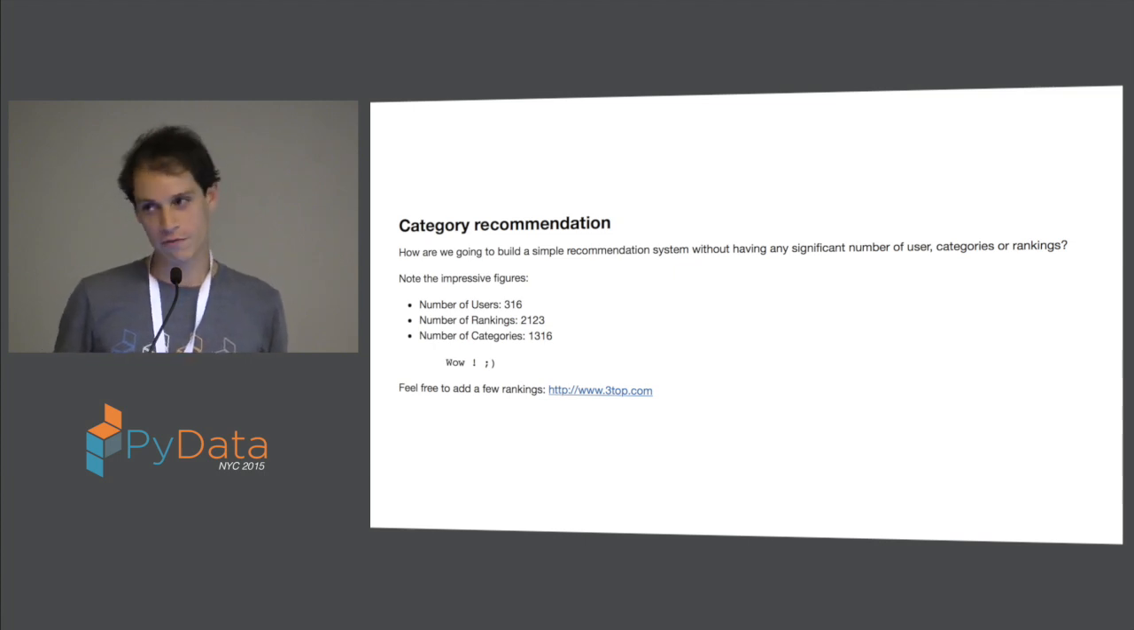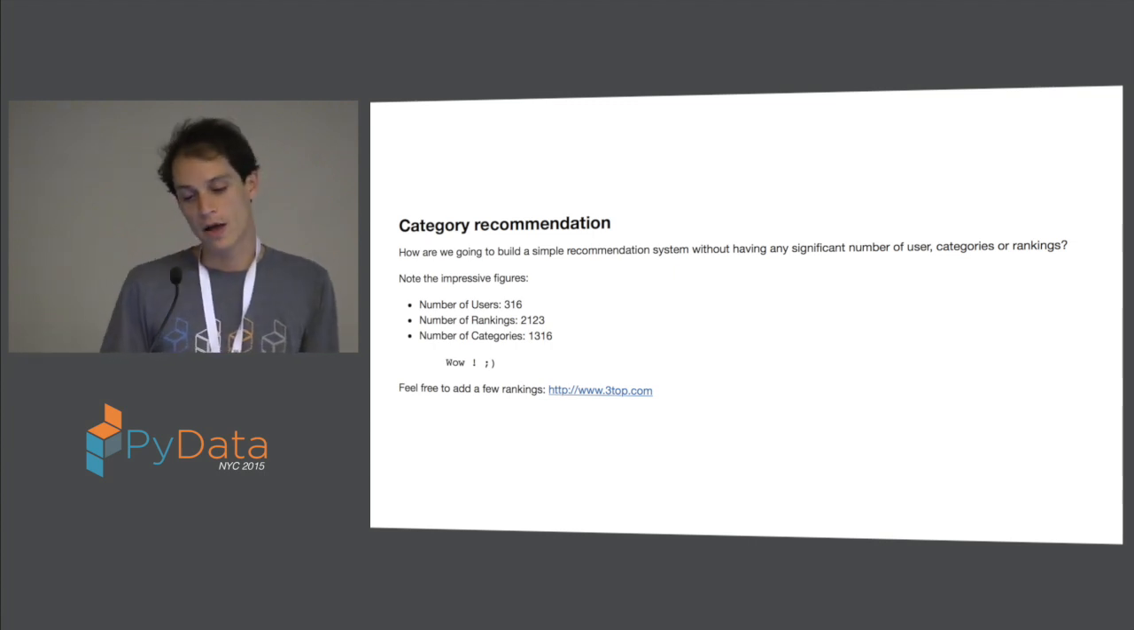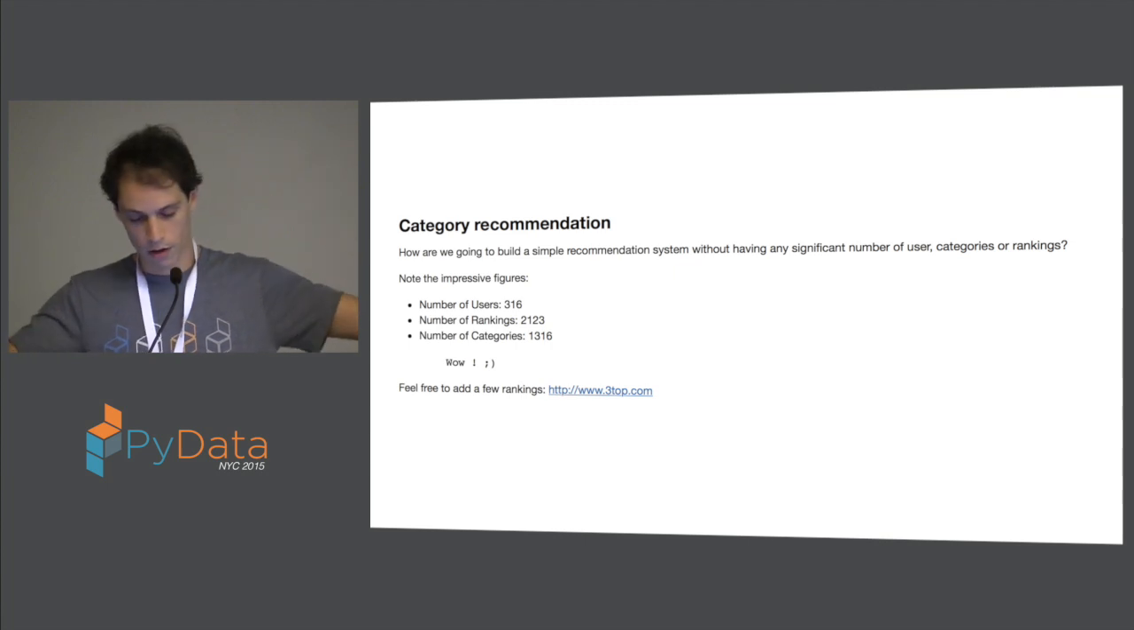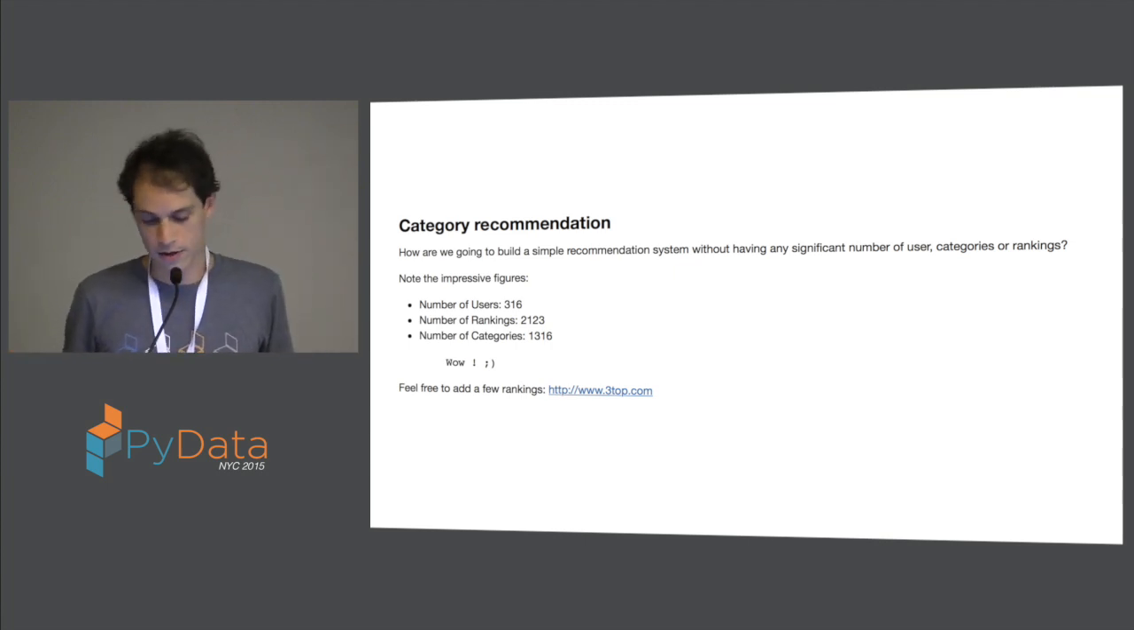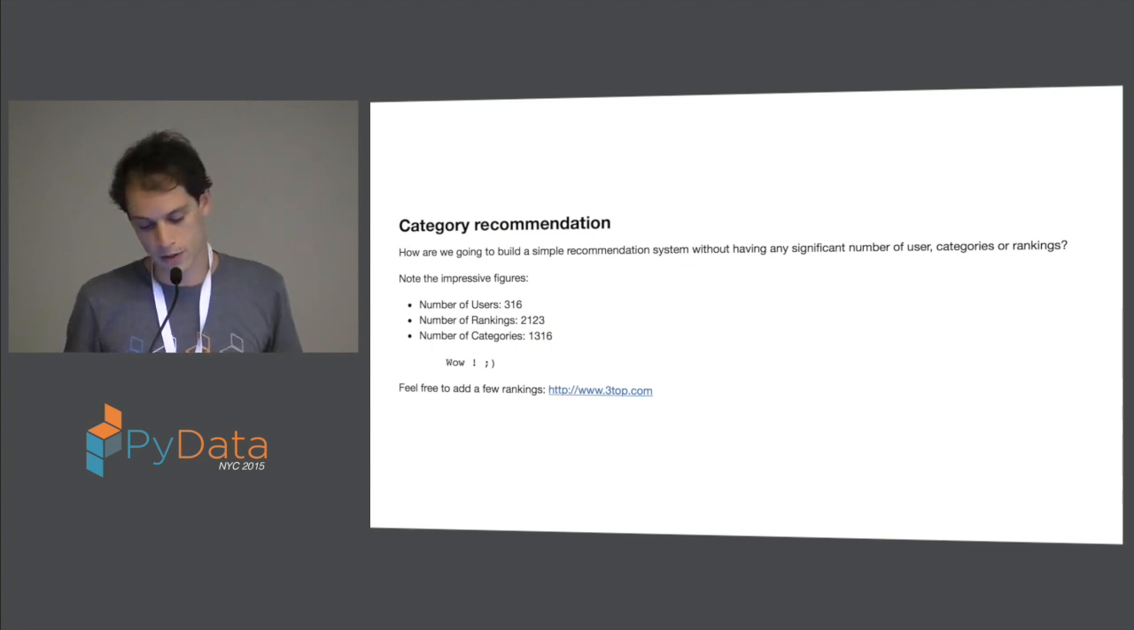So doing collaborative filtering on that would not work, especially because of the open-ended nature of the system. We have categories in a lot of different spaces and topics, so collaborative filtering wouldn't work. And so, yeah. Big data.